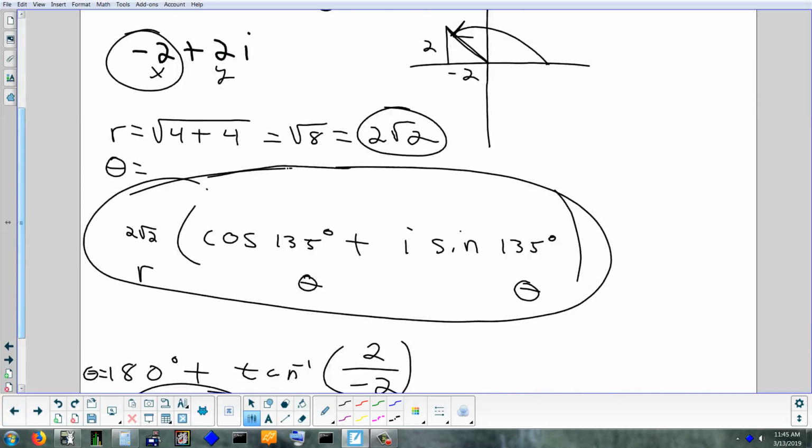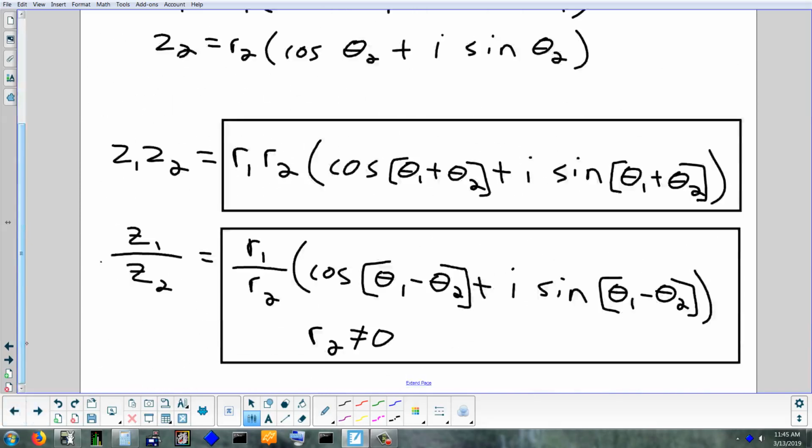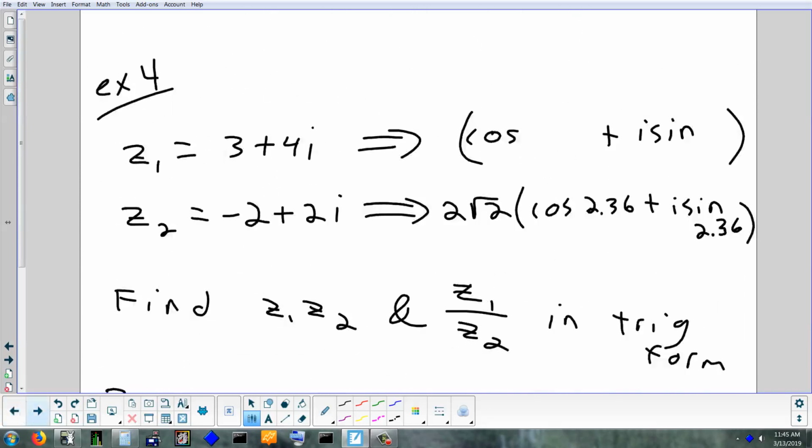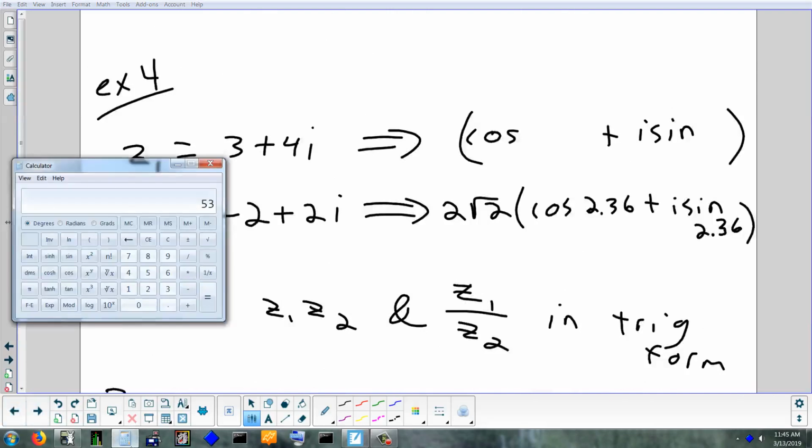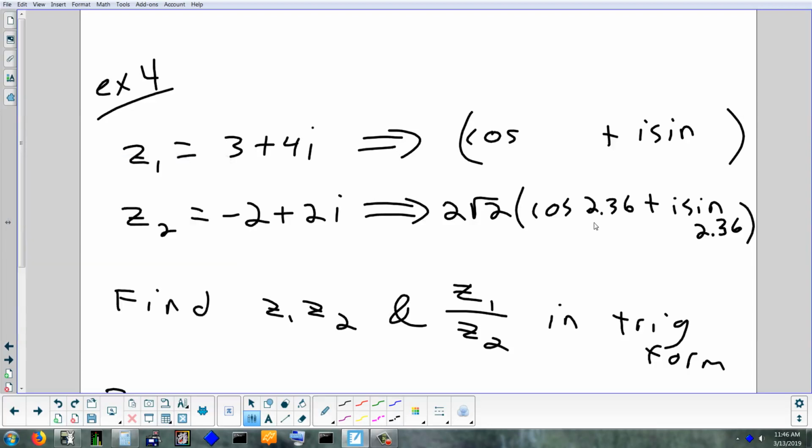The radius was 2 root 2. There's the radius, 2 root 2. Now, I didn't put 135, I put 2.36. Well, if you take 135 and multiply by pi and divide by 180, what did I just do? I just changed it to radians, and it's 2.36. So that is 135 in radians, 2.36.